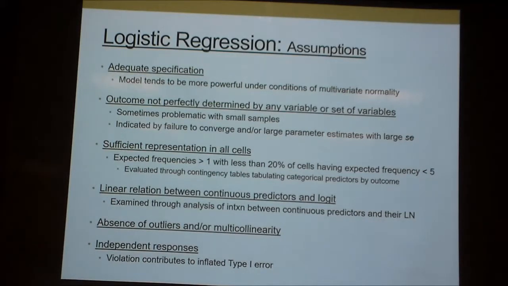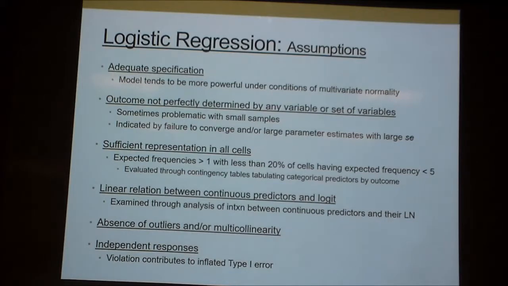This is the logistic version of multicollinearity. Generally, it's not an issue, but it can get that way if you're working with very small samples. You'll see this indicated by a failure to converge, large parameter estimates with large standard errors, right? You'll get, let's say, an odds ratio of 500. It's not statistically reliable, right? Because your standard error is through the roof. Suggests that there's something weird going on there, okay? Need to have sufficient representation in all of our cells, okay?